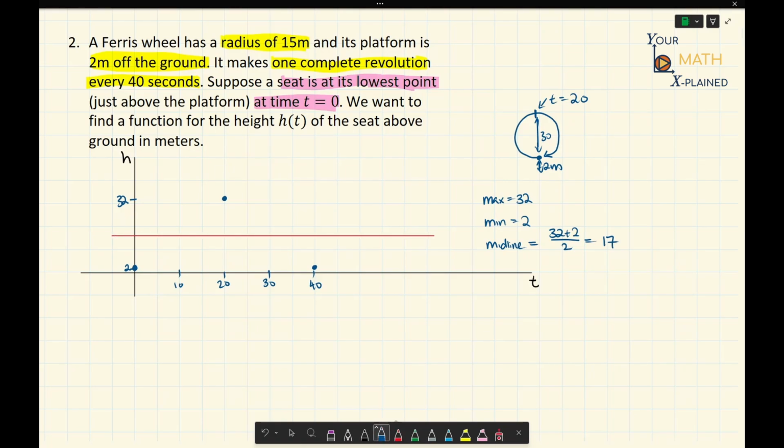And now halfway between our min and max, which is going to happen at t is equal to 10, we're going to be on the midline. And then halfway between our max and min, which means t is equal to 30, again, we're going to be on the midline. So connecting these dots in a wave is going to give us something that looks like this.